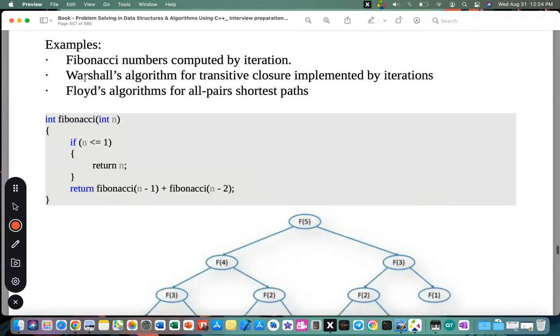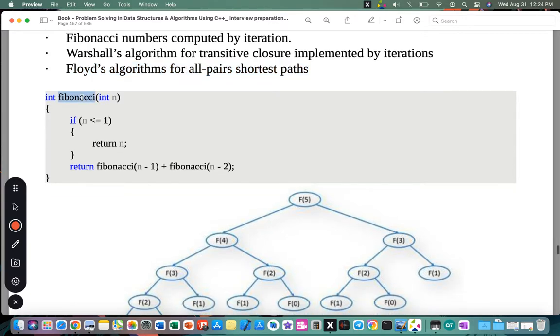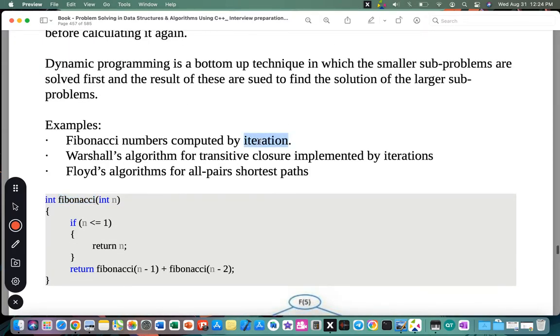All right. Examples: the Fibonacci number computed by iterations, Warshall's algorithm for transitive closure implemented by iterations, Floyd's algorithm for all pairs shortest path. And here's the Fibonacci by iterations. So it calls itself.